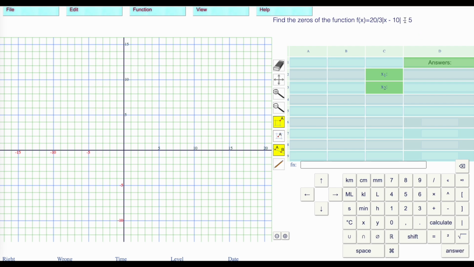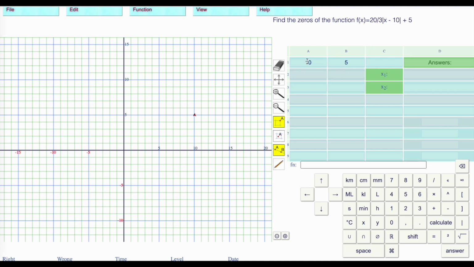Let's do another one. The vertex is at positive 10, positive 5, which is right there. It's opening up. Let's just draw that. I'm going to make my x value equal to positive 10, and the y value is going to be 5, is equal to 20 divided by 3 times the absolute value of the x value, take away 10, close the absolute value bracket, plus 5, and that will give us 5.